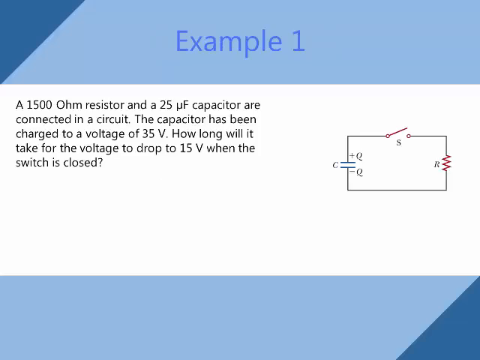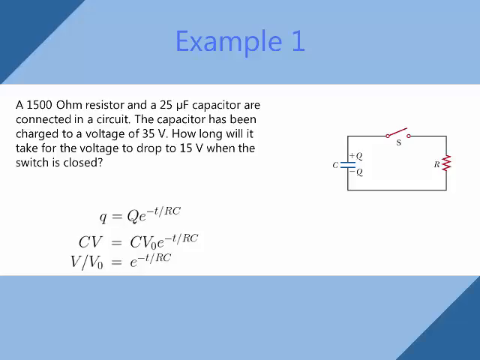In our first example, we have a 1500 ohm resistor and a 25 microfarad capacitor. The capacitor has been charged to a voltage of 35 volts. We would like to know how long it will take for the voltage to drop to 15 when the switch is closed. The capacitor will discharge across the resistor, so we will use our equation for discharging capacitors.